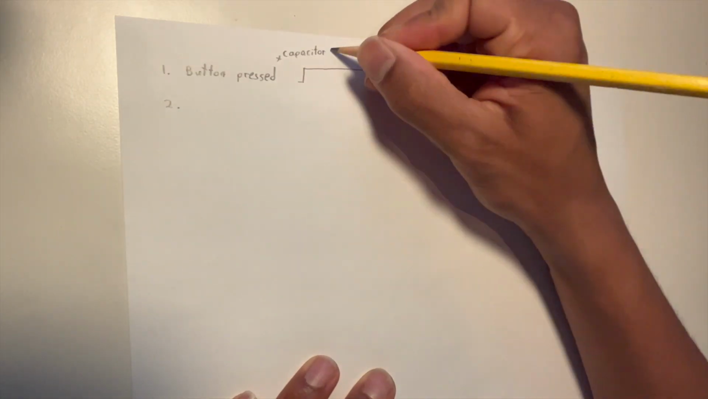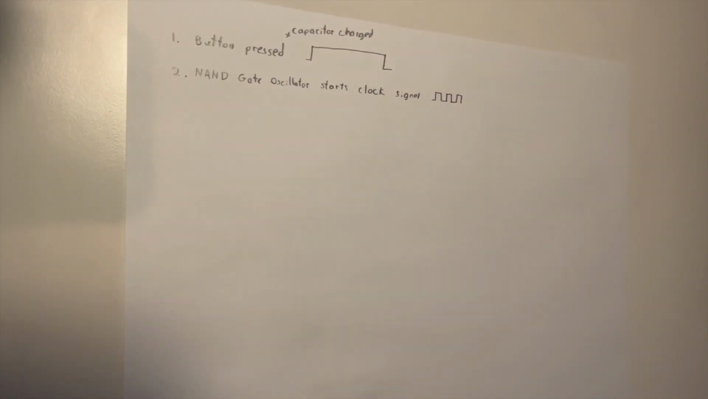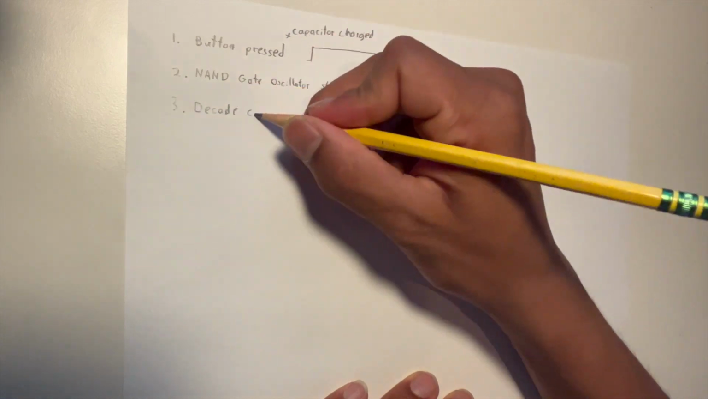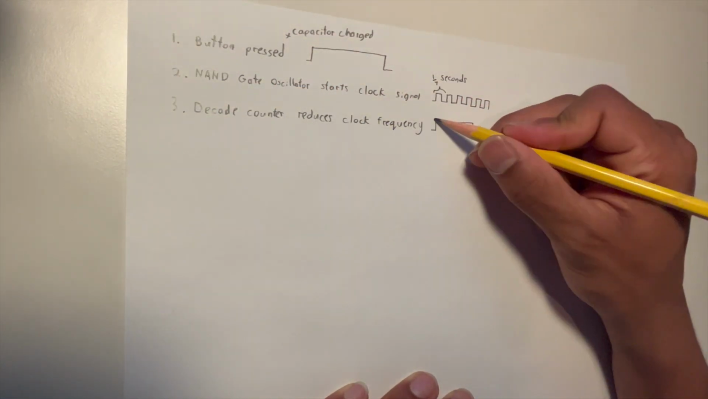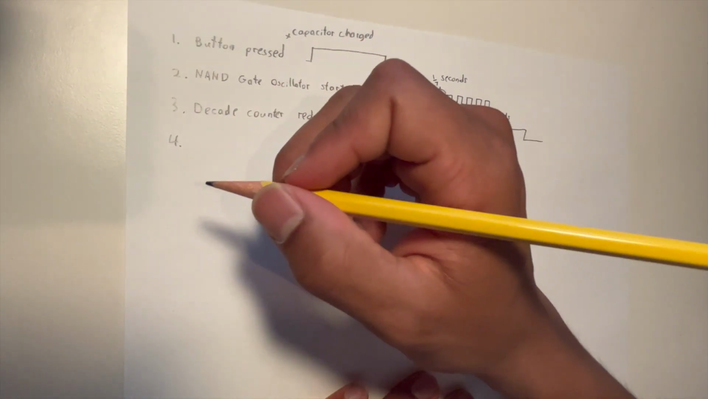When the button is pressed, a capacitor is charged, which signals a NAND gate oscillator to begin oscillating. It oscillates at a frequency of about 7 Hz, or cycles per second. This clock signal is then fed into a decade counter chip, which counts from 0 to 9. One of the output pins divides the frequency of the clock signal by 10. This is the only pin used.